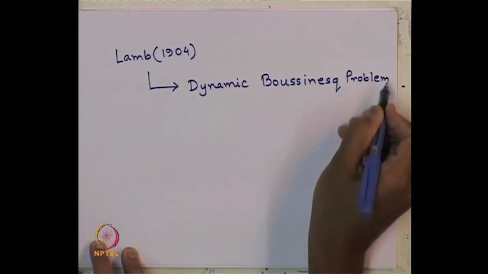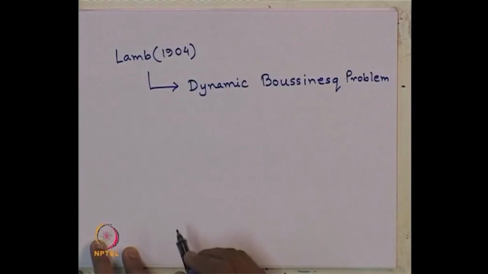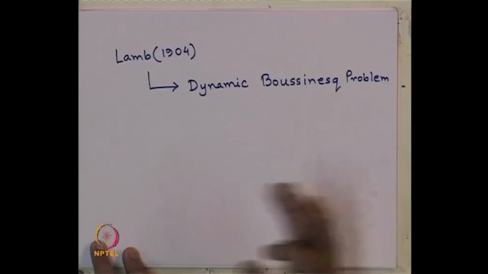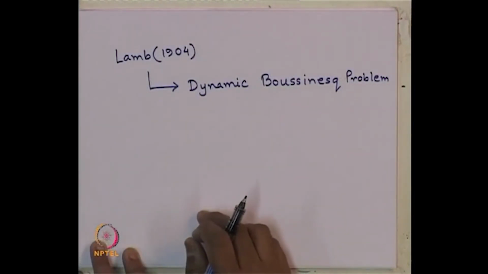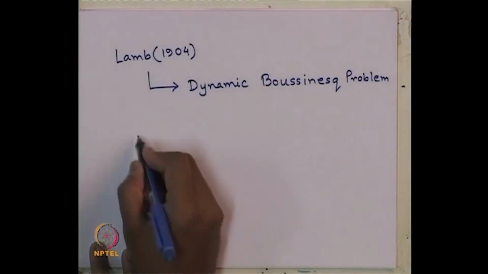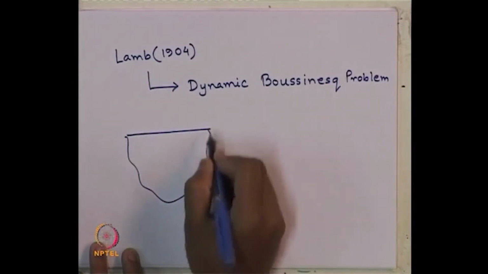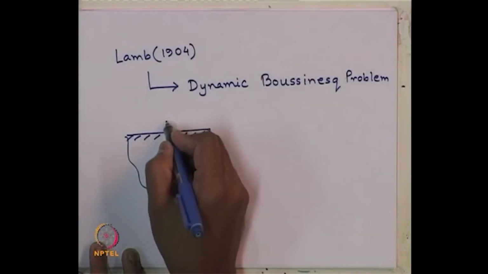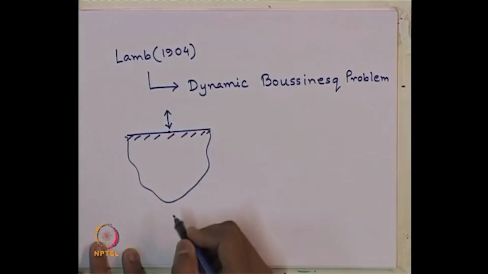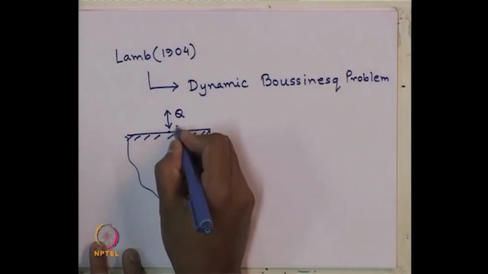In the static case of loading, we know Boussinesq's condition for finding out the stresses below any footing, how the stresses vary within the soil mass, both depth wise as well as radial distance wise. For dynamic loading, Lamb proposed that it can be considered as a dynamic Boussinesq problem, where this is the ground surface. Suppose on this ground surface we have some dynamic load in the vertical direction q, say this point is O dash.